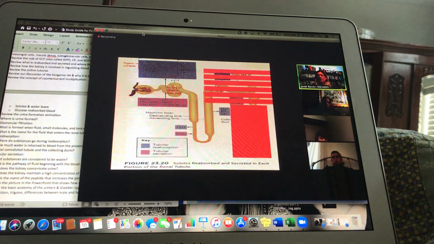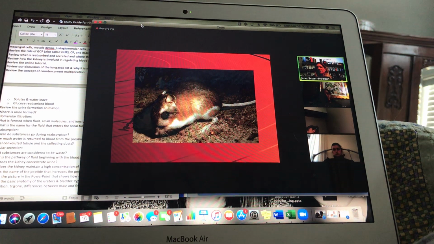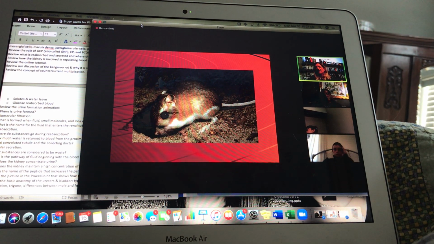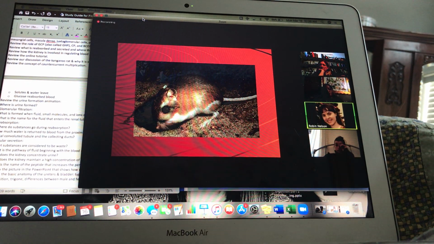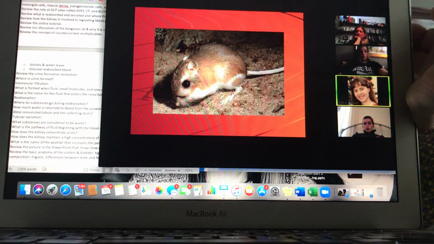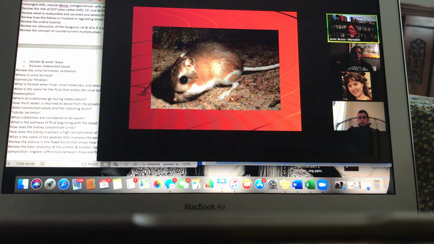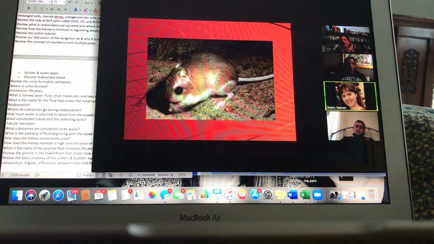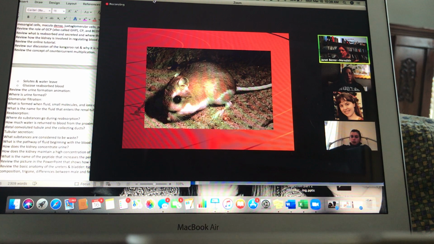The kangaroo rat has really long loops of Henle. And why is that helpful? For water reabsorption, since they don't drink water, they just get it from their food. So then what happens to your urine? It's highly concentrated. Super highly concentrated, yeah. Because remember, they only get water from their food. They don't drink water even though they live in the desert.